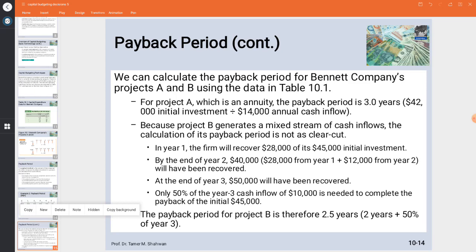In this case, you must try to answer whether this is acceptable or not. This will be based on the maximum accepted criteria set by the firm. For example, if the accepted criteria by the firm is 3 years, this means that both projects will be accepted. But imagine that the accepted criteria by your firm is just 2 years. This means that both projects will be rejected.